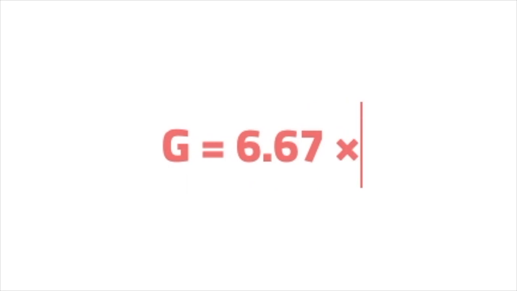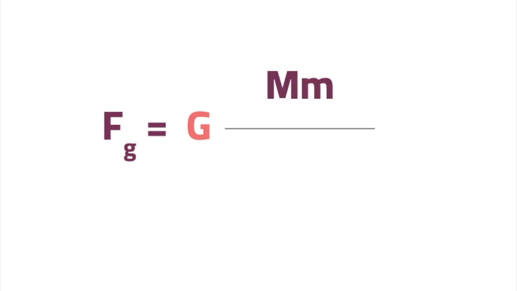Hey guys, for the depth study, I decided to experimentally determine the gravitational constant, g, which is found in Newton's formula for universal gravitation, where g represents the gravitational constant, F represents the gravitational force, m and m represent the masses of the two bodies, and d represents the distance between them.